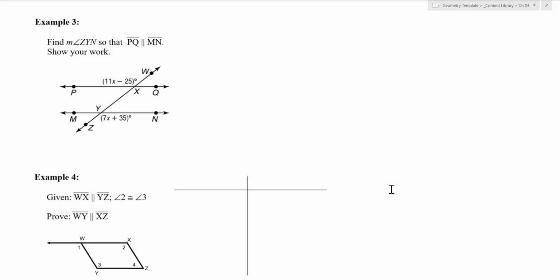All right, example 3. Find the measure of angle ZYN so that PQ is parallel to MN. Here's PQ, here's MN. So if we're finding the measure of angle ZYN, so here's ZYN. So that these two lines are parallel to each other, we really need to say that angle PXW is congruent to angle ZYN.